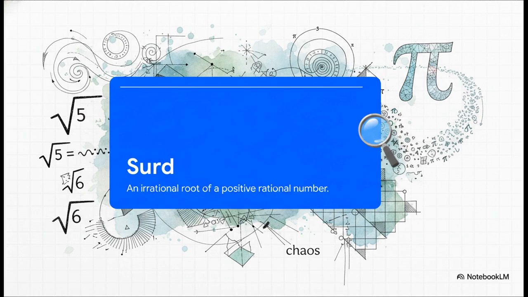But here is a very surprising fact to keep in your back pocket. While all surds are irrational numbers, not all irrational numbers are surds. Take the famous number pi, for example. It's infinitely non-repeating and irrational, but it's not the root of a rational number, so it's not a surd. Surds are just their own specific flavor of chaos.